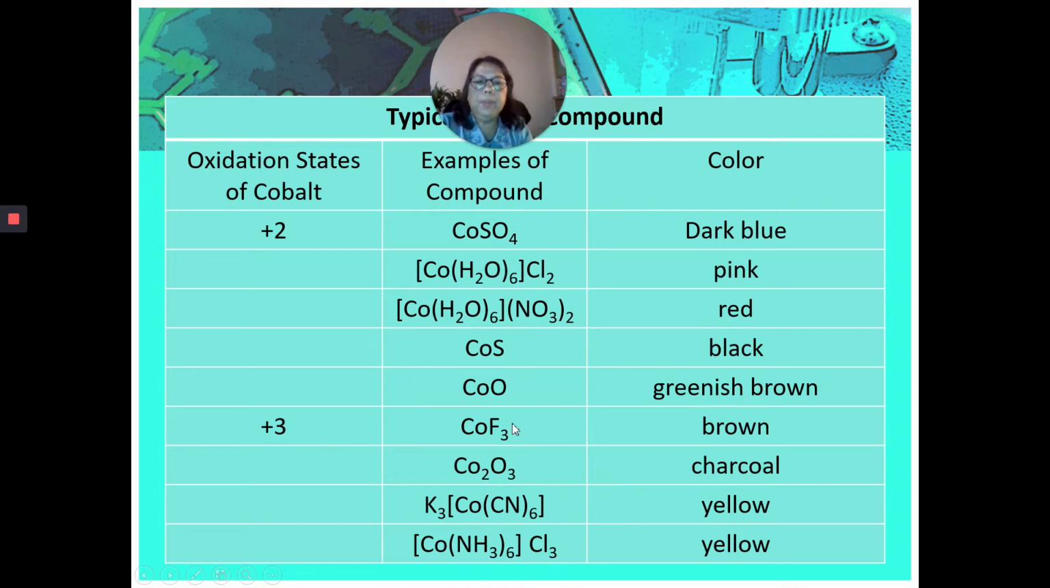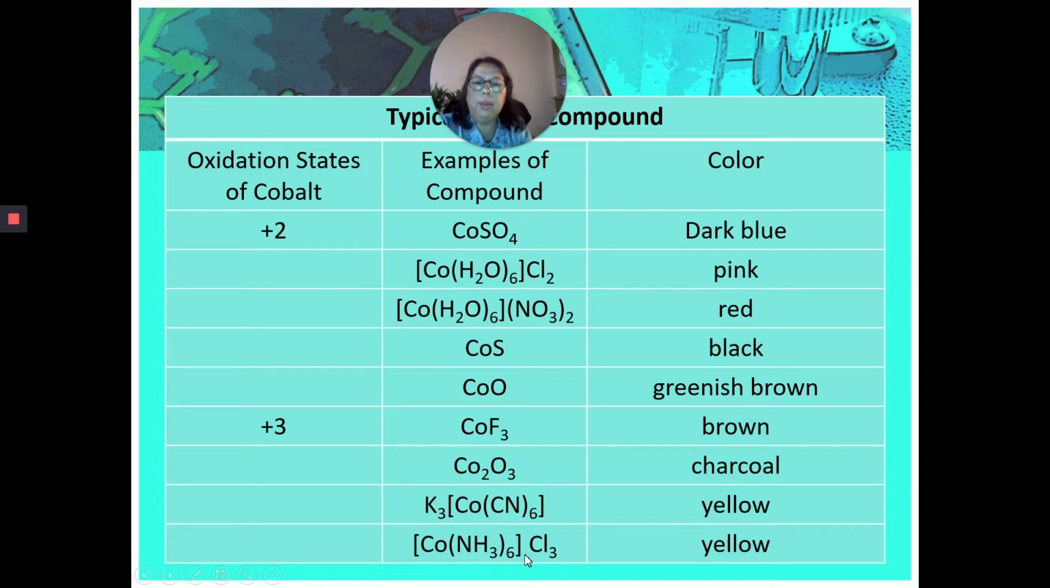Now for plus 3, with metals, usually they are brown. Kindly correct, this is actually a halide. You could have X if you want. So usually cobalt with halides are brown in color. With oxygen, it is not really that black. It is lighter than black. And then with cyanide, cobalt in its cyanide form together with metals are yellow in color.